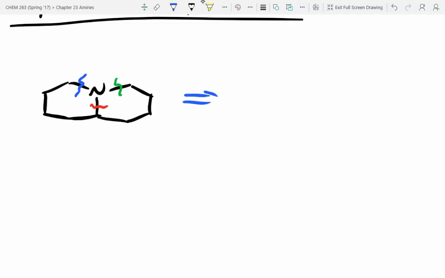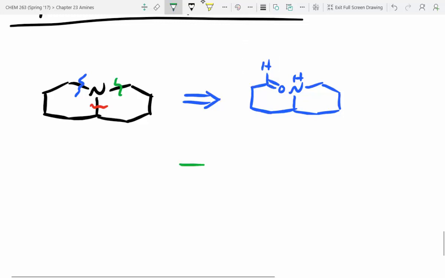So this is my arrow for going backwards, my retrosynthesis arrow. Oh, let me clean this up a bit. So maybe that's what it used to look like. Does that make sense? So that could be one of our starting materials. Let's do the green one. Would it be the same?